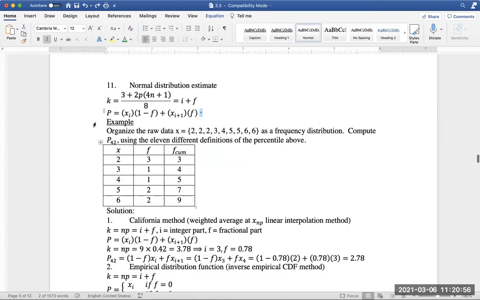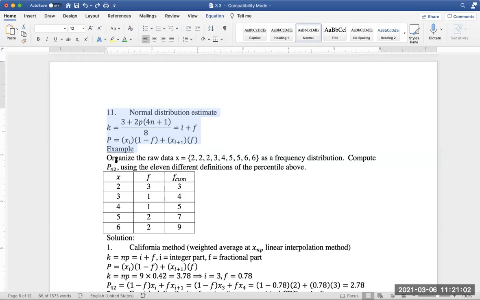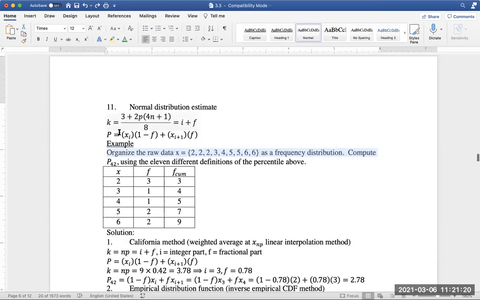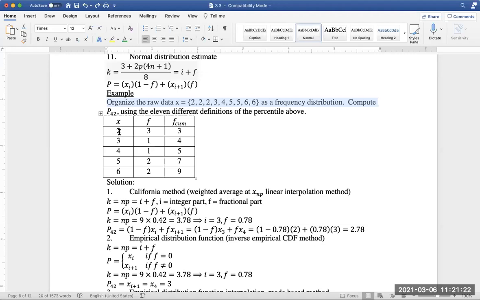Okay, so let's do an example. So I've given you 11 different methods. It would be nice to see an example involving calculating maybe a percentile, let's say the 42nd percentile for these 11 different methods. So organize the raw data, 2, 2, 3, 4, 5, 5, 6, 6, as a frequency distribution, compute the 42nd percentile using the 11 different definitions of the percentile above.